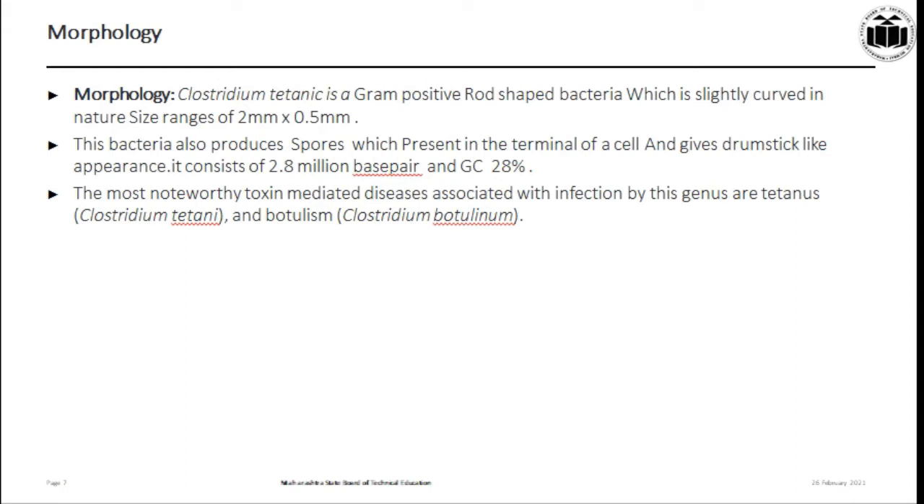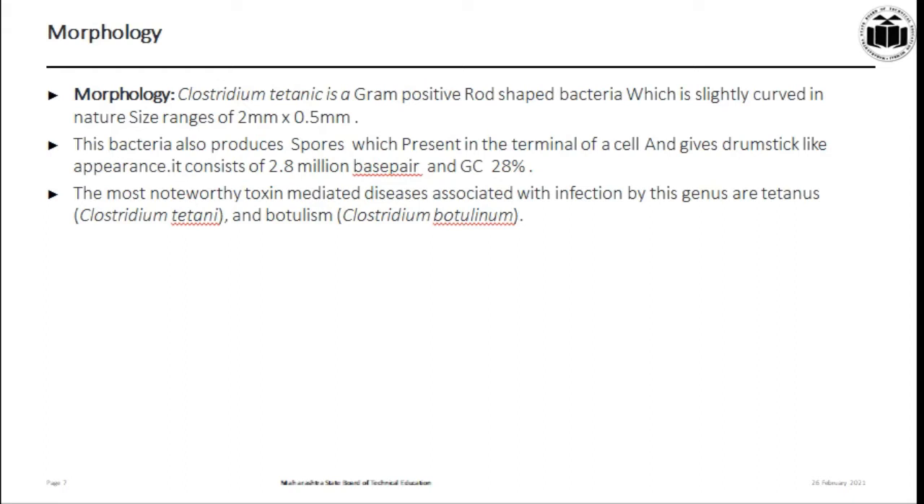The genetic information size ranges up to 8 million base pairs, and the GC content is 28%. This bacteria is also able to produce a toxin, and the toxin produced by this bacteria mostly affects the nervous system and muscular system of various animals, especially in man.